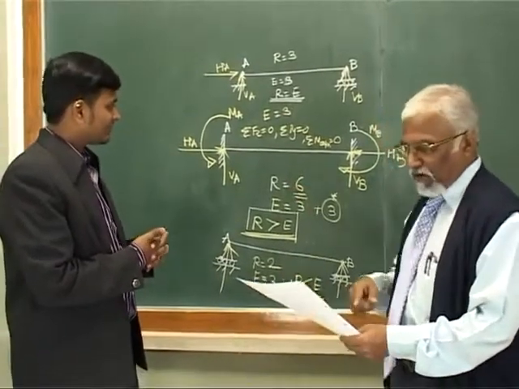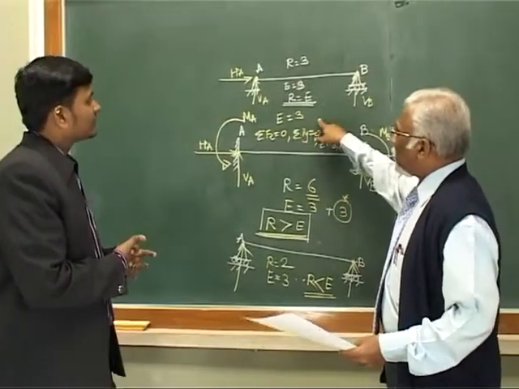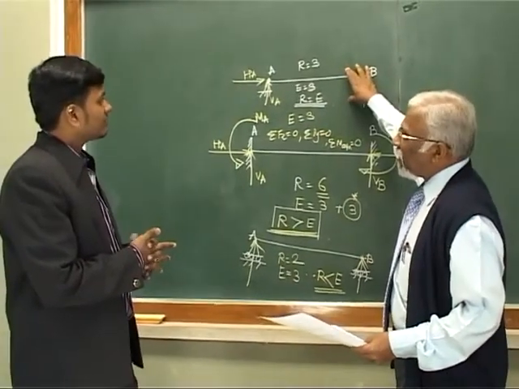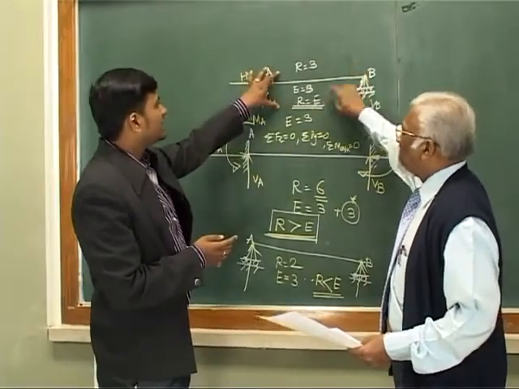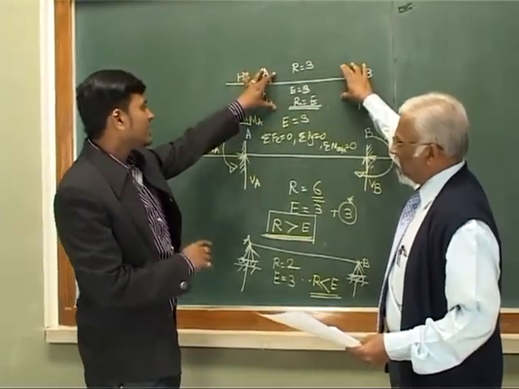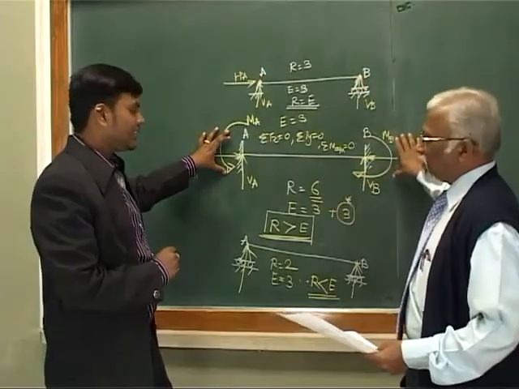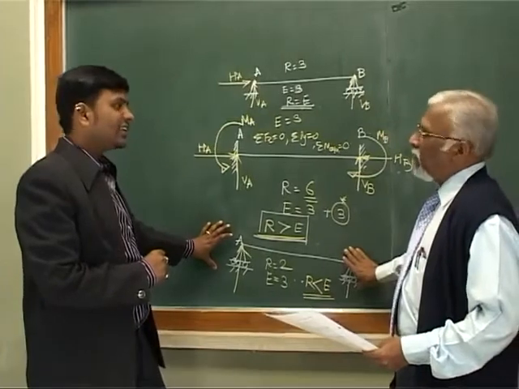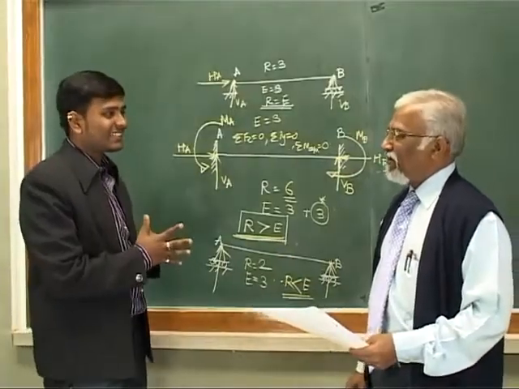You have to explain one more thing. None of these is not a question. Yes, sir. So E equal to 3: R equal to E, that is R equal to 3, is a statically determinate structure. R greater than E, that is R greater than 3, is an indeterminate structure. And R less than E is an unstable structure. So we have solved 3 questions actually in this particular question.